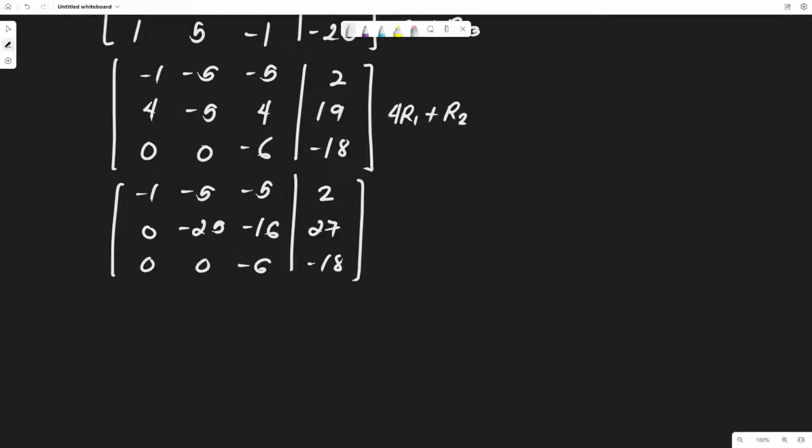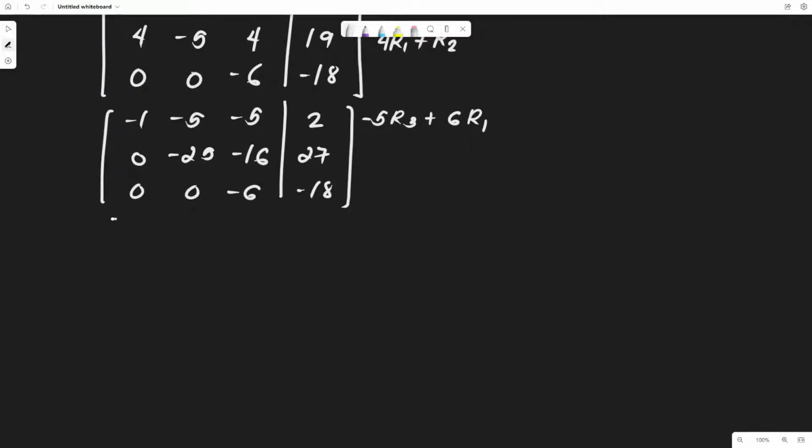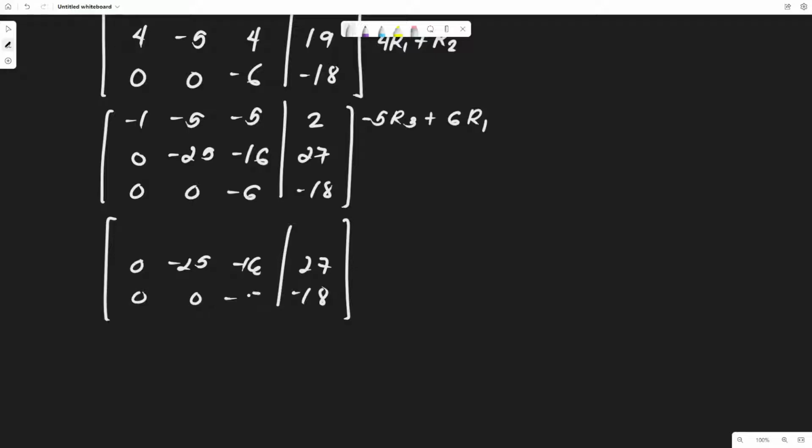So, ayan. Next, ito tayo, no? So, sa negative 5 tayo. So, ano ba pwede natin gawin dito? 5R1 or negative 5R1 or R3 rather plus 6R1, no? Para maging 30 sila, no? 30 minus 30 ang lalabas dito. Ayan. So, we have 0, negative 25, negative 16, 27, negative 18, 0, 0, negative 6.